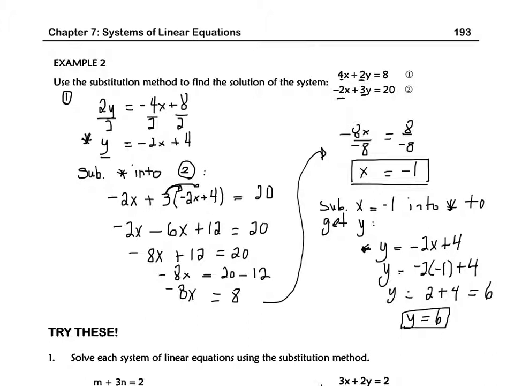If I plug a negative 1 into the first equation, I get 4 times the negative 1 is negative 4. And then 2 times 6 is 12. Negative 4 plus 12 is 8, so it does work in the first equation.